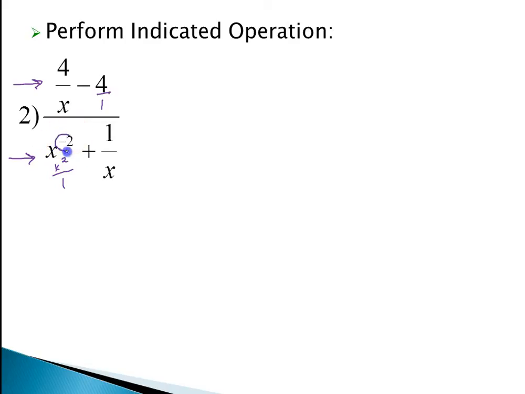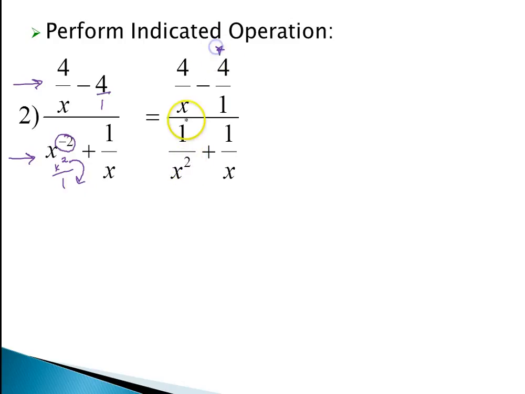What do you do when you have negative powers? Where does this need to belong? Where does this belong? It needs to go to the bottom. So that is 1 over x squared. Okay, so your first step, simplify what you can and turn everything into fractions. So I took those two, simplified them, turned them into fractions.